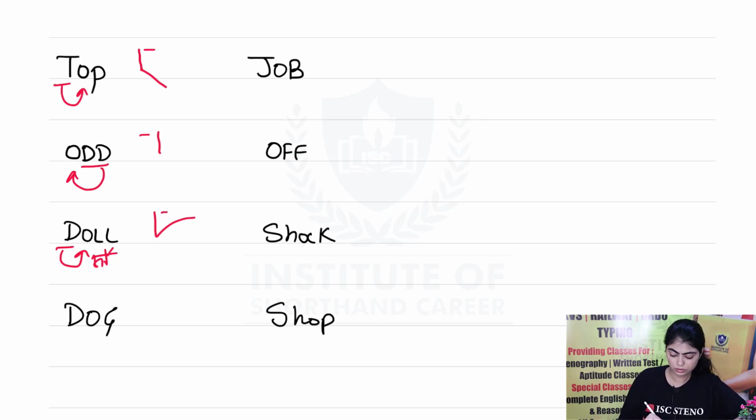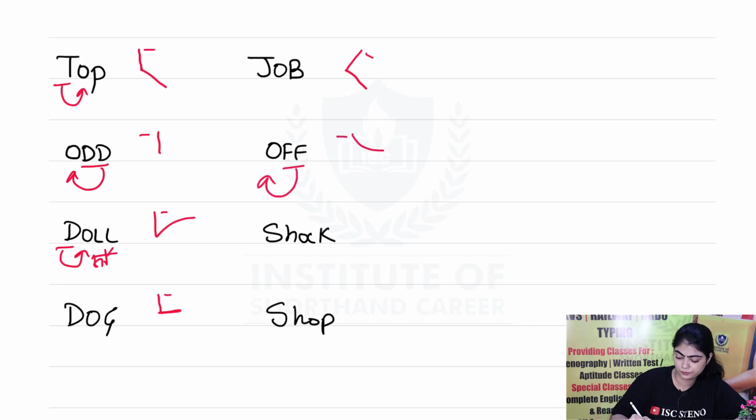Next is dog, do, O and G, do, light dash and G, dog. Next word that is coming is job, jaw, O and B. So J, light dash and B, job. Next is off. After F, O is coming, so O and F. After that is shock, shaw, O and K. And the last word is shop, shaw, O and P. Okay.